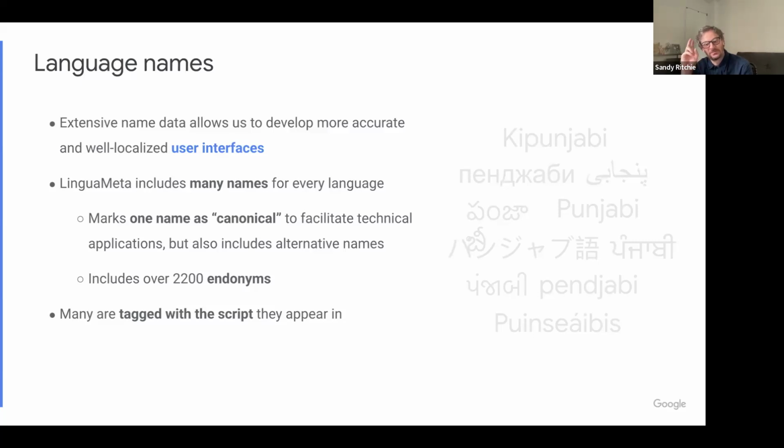So you have Punjabi in the Perso-Arabic script, and then Punjabi in the Gurmukhi script. We also tag the name with the script that it appears in. So that's just helpful in case you're trying to marry up the English name for the language with its endonym, and there are two possible choices, and you have to select among them. So we make sure that we include both in those kinds of cases.